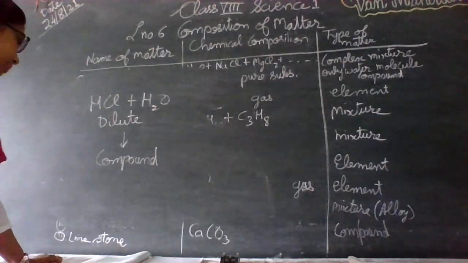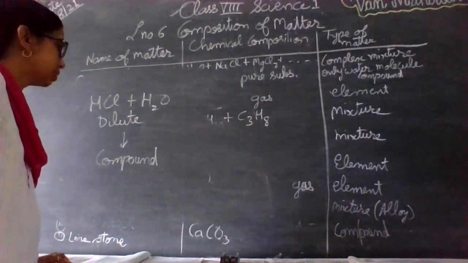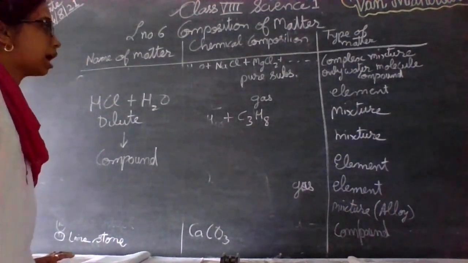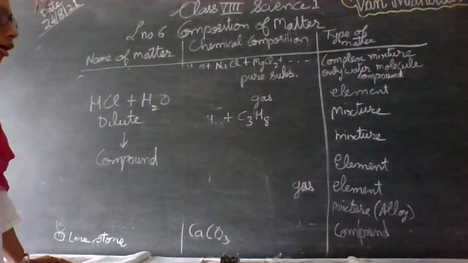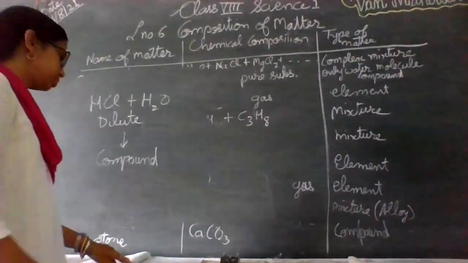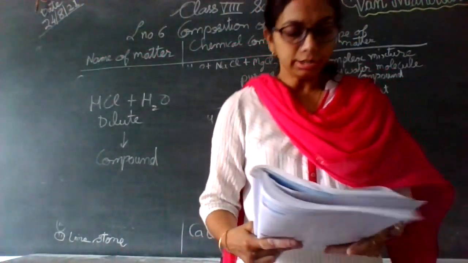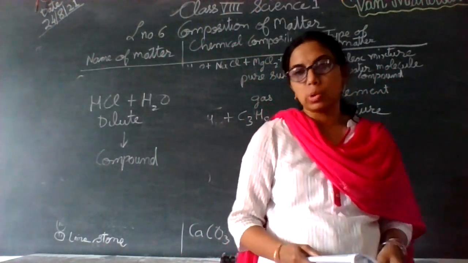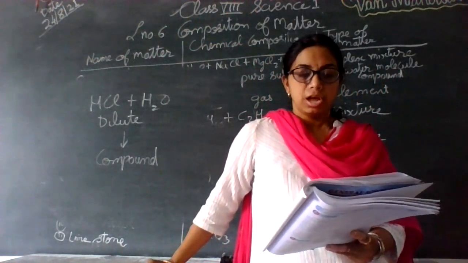So these are certain matter and their chemical compositions. If they are elements, mixtures, or compounds, we have to write that in the third column. Next question is give reason. In give reason, certain simple questions are asked, and we have to write down the reason.